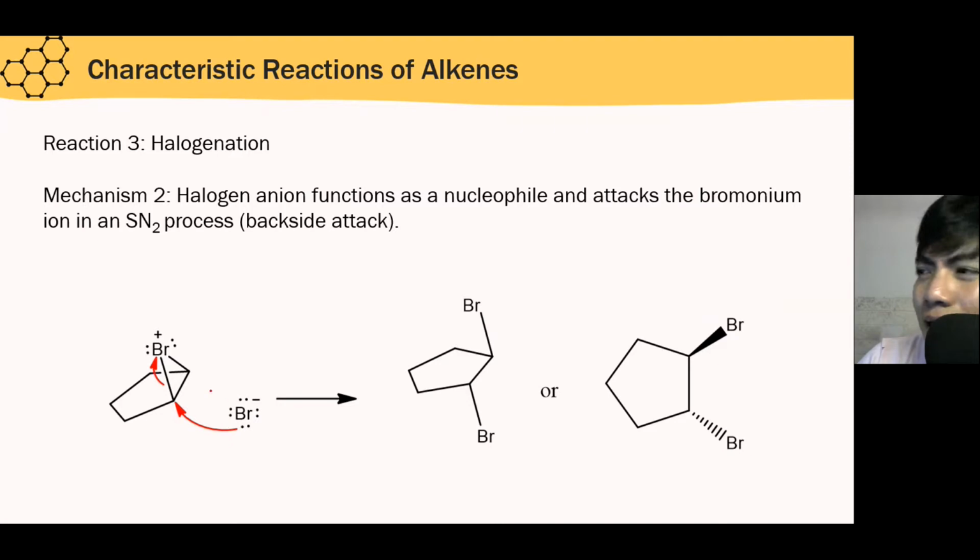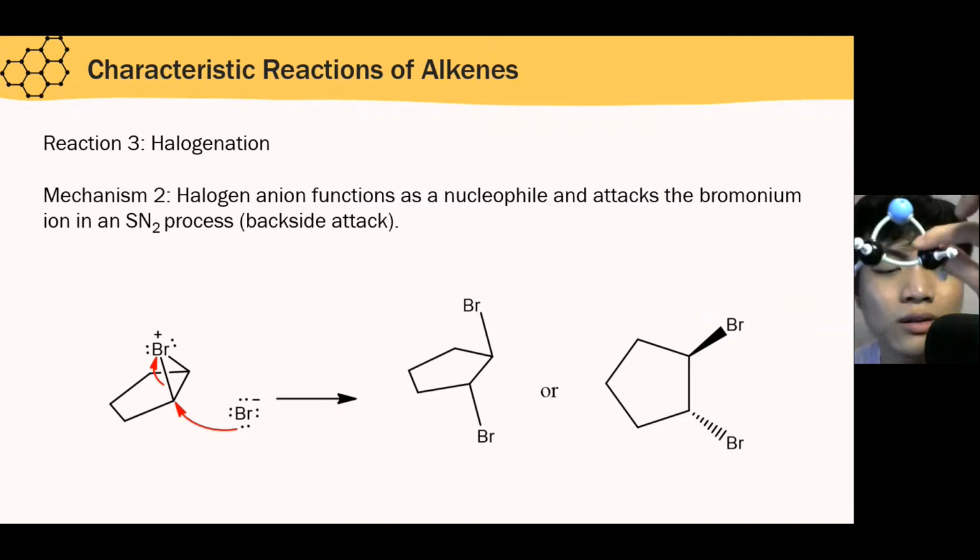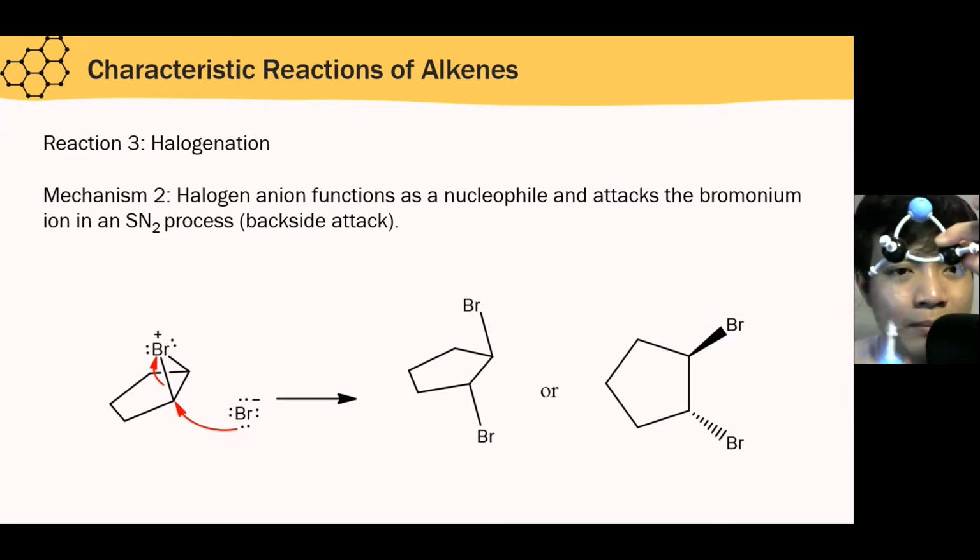the backside, the underside of your halonium ion. So, that means if the triangle is pointing upward, then the bromine will attack from below. Okay? So, that's why it is called the anti-addition. If your halonium ion is on top, this bromine will attack from underneath.